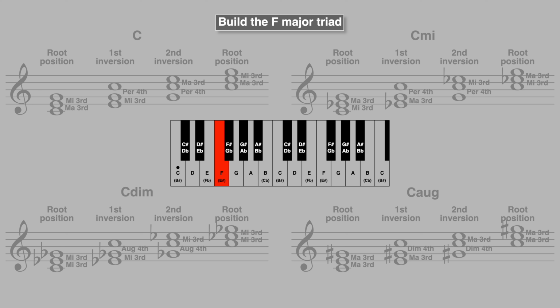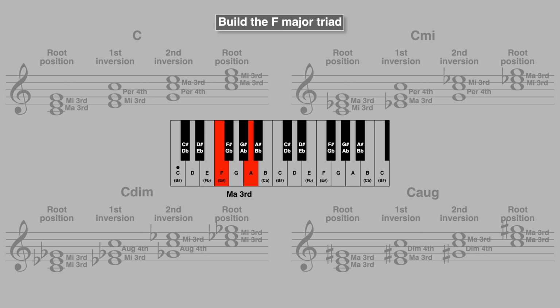Let's build the F major triad. We need a major third interval from the root up to the third. In the interval chart, we saw that a major third interval is made up of 4 half steps. So let's count 4 half steps starting from the root note of F. We land on the note A, so from F to A is a major third interval.